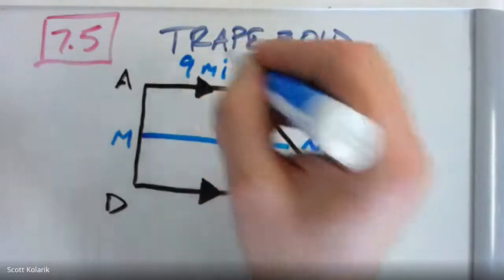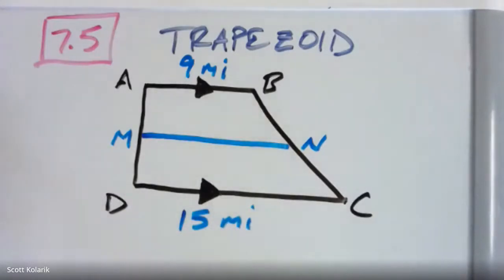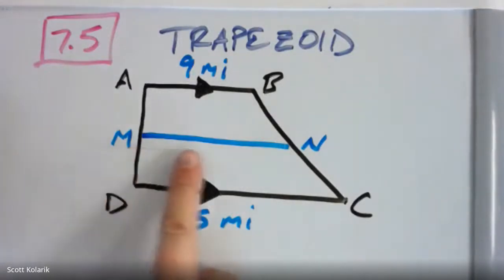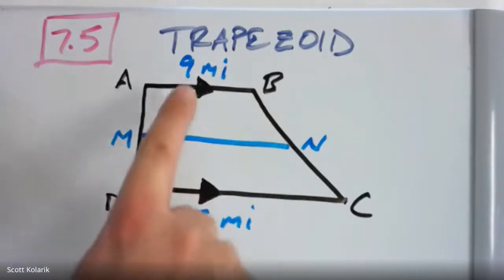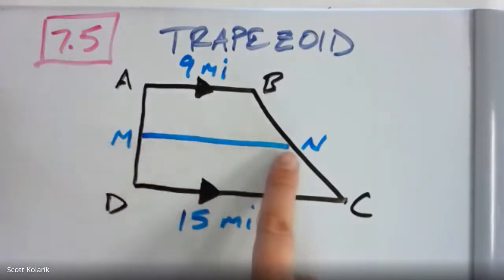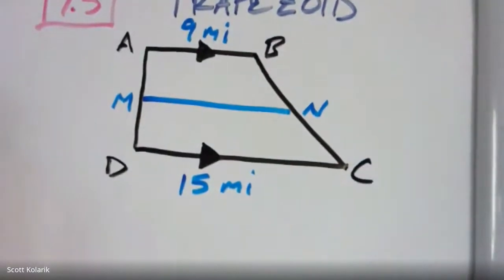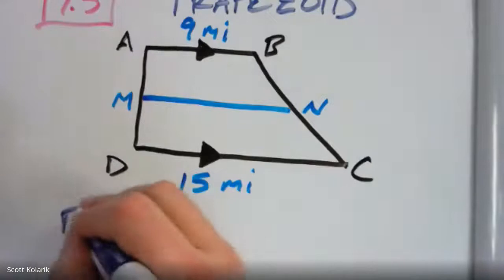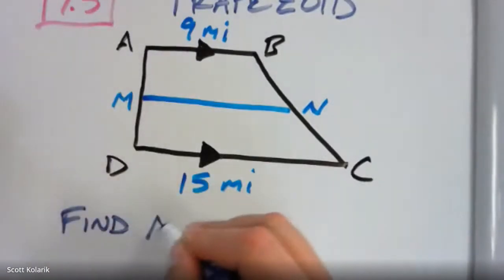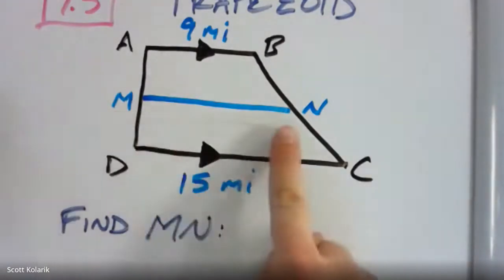Let's say A to B here up top is 9 miles, and from D to C here is 15 miles. I can use the second property about midsegments to figure out the length of the midsegment. Essentially, I'm going to be taking the average of the 2 base lengths to figure out the missing midsegment length. On this problem, you're going to be given a trapezoid like you see here on your screen, and you're going to be asked to find the length of the midsegment, in this case, MN. It may use different letters tomorrow, but essentially, find the length of the midsegment.